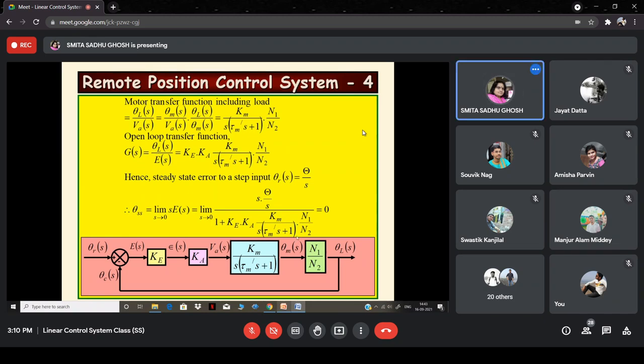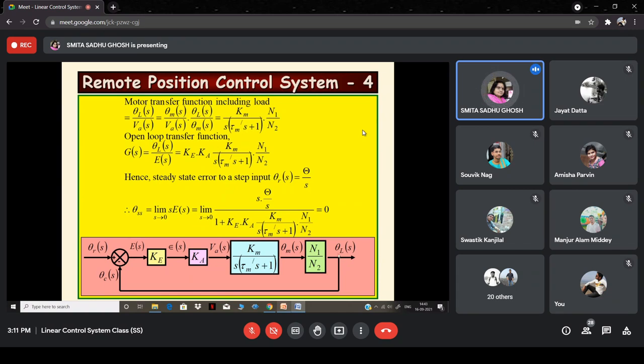So the forward path will be considered. When we want the open loop transfer function, the forward path, that is the error signal to the output signal, is what we would be considering. So theta L(s) by E(s) is the forward path transfer function. You can see that it's written as Ke into K into Km into s Km by s tau m s tau m prime s plus 1 into N1 by N2. So this entire thing is what constitutes the forward path transfer function, and it is denoted by G(s), right? So that is the forward path transfer function.